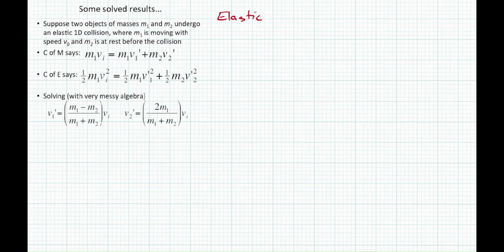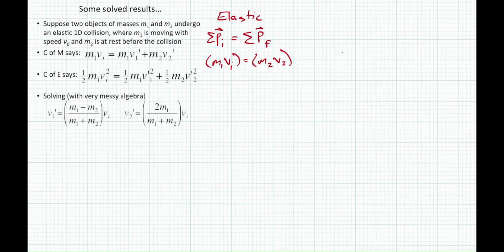Elastic collisions are collisions that have two things conserved. You probably recall from inelastic collisions that momentum is conserved: the total initial momentum has to equal the total final momentum. When we broke that down, we wrote M1 V1 equals M2 V2, or M initial V initial equals M final V final, and so forth. So we're familiar with that.